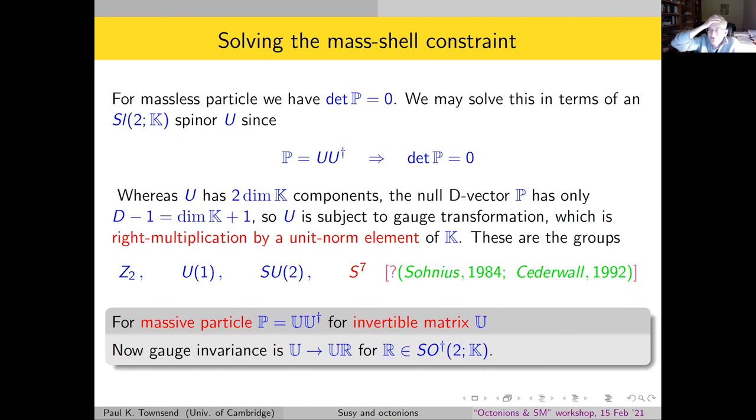S7 isn't a group, or is it? Well, according to Sonius, it's a soft group, and Sewell wrote another paper exploring these kinds of things. You get structure constants which are not strictly constant, but vary depending on where you are on the seven-sphere. At any rate, I leave that there for the moment, but we're going to come back to similar issues. Let me just point out that if you have a massive particle, then instead of a single spinor U, you have a pair of them, so you write it as U U dagger, where you have an invertible matrix U. Now the gauge invariance is essentially that you have Lorentz acting from the left and rotation groups acting from the right.